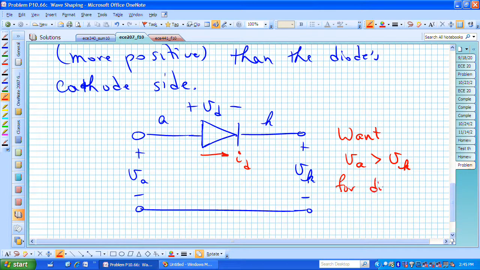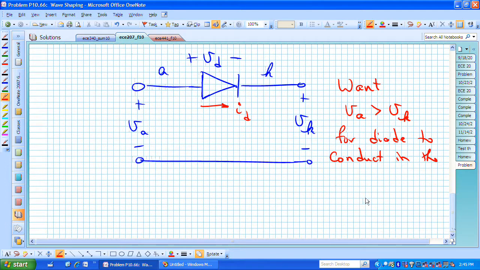That's for the diode to conduct in what's drawn as the forward direction.